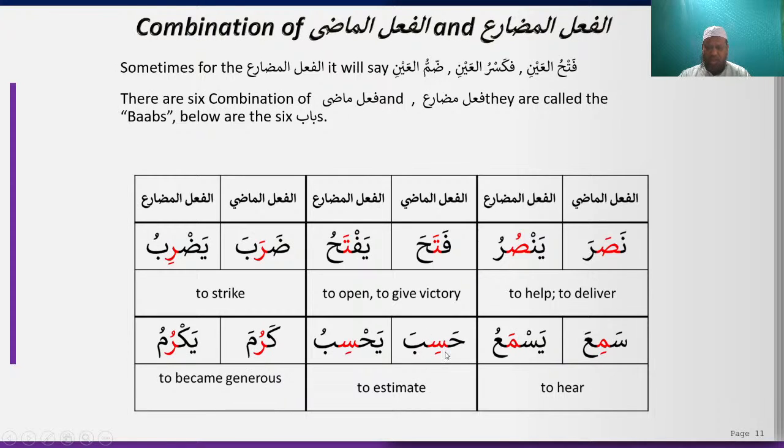Next, حسب يحسب. فعل ماضي عين الكلمة has a كسرة. فعل مضارع عين الكلمة also has a كسرة. This is another combination. حسب يحسب. And number 6, كرم يكرم. Both عين الكلمة in فعل ماضي and فعل مضارع have a ضمة. كرم يكرم. So these are the 6 combinations. نصر ينصر. فتح يفتح. ضرب يضرب. سمع يسمع. حسب يحسب. كرم يكرم.